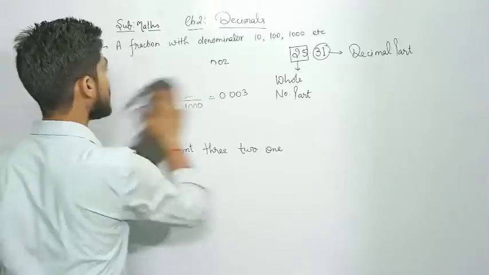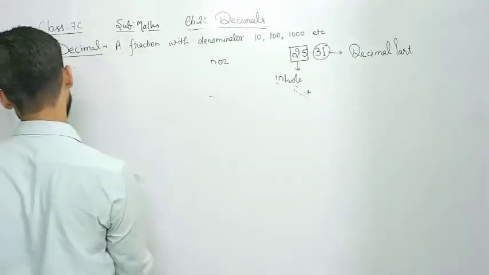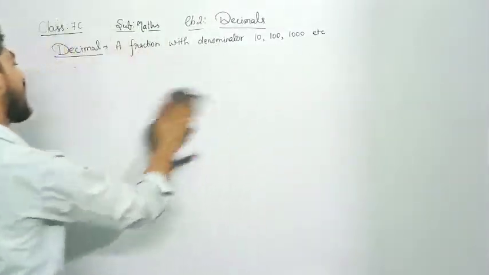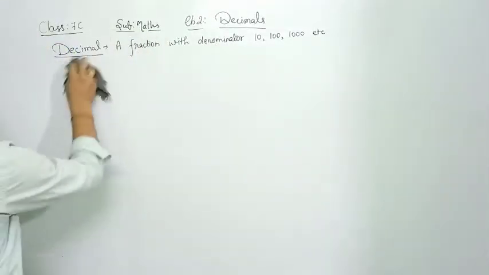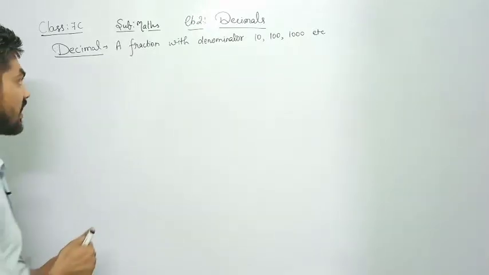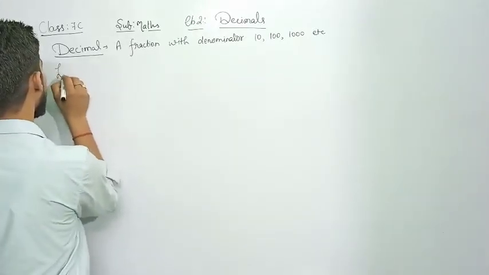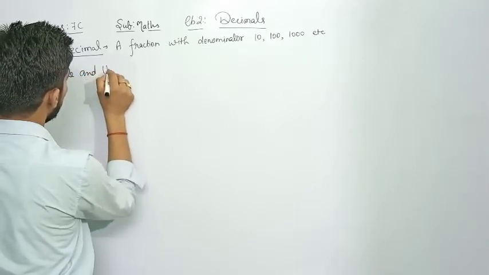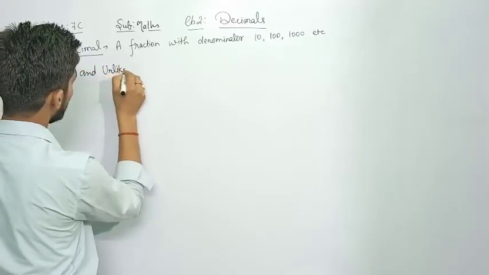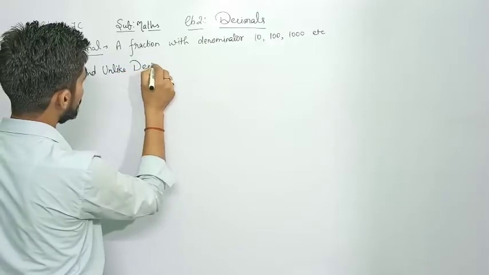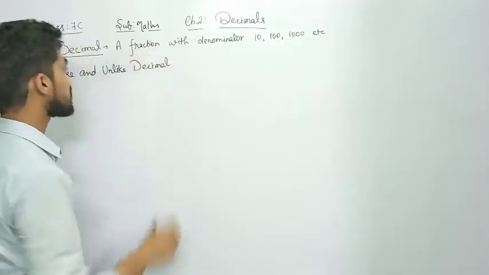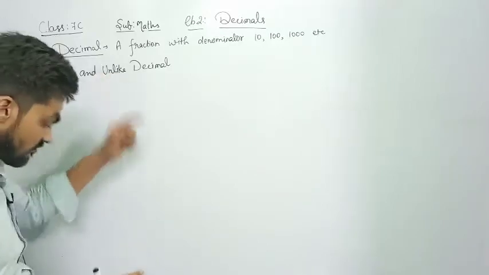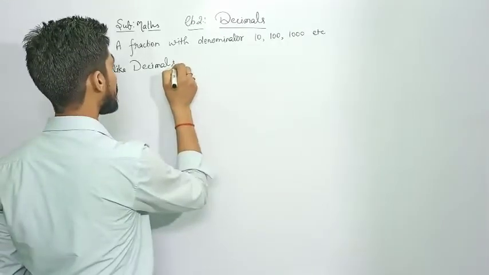So decimals are also of two kinds, just like fractions. Like you have studied, fractions are like and unlike. Similarly, you will have like and unlike decimals. So dear children, there is a slight difference between the definition of like fractions and like decimals, unlike fractions and unlike decimals.